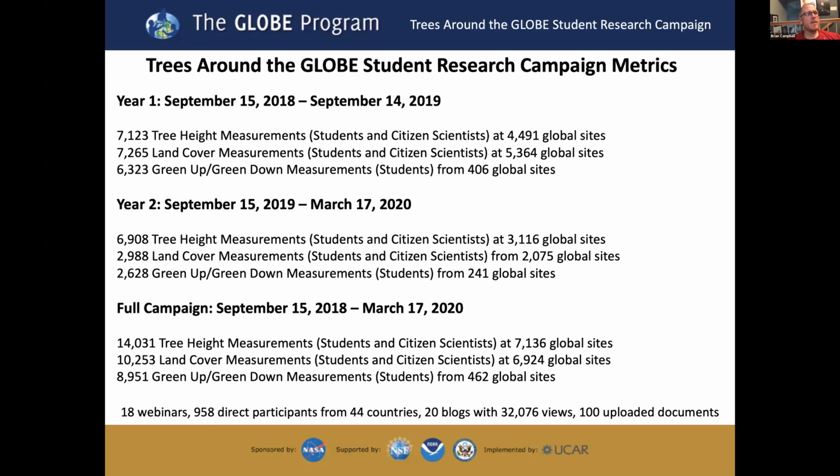For the full campaign, you can see here, we have just over 14,000 tree height measurements, over 10,000 land cover measurements, and 8,951 green up, green down measurements. Now, we've also had 18 webinars, and we have participants from 44 countries. We have lots of blogs that people are viewing, and we have lots of documents you can get on the campaign site.